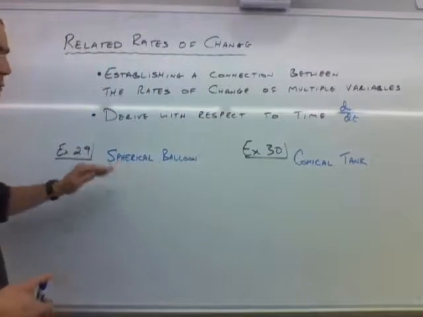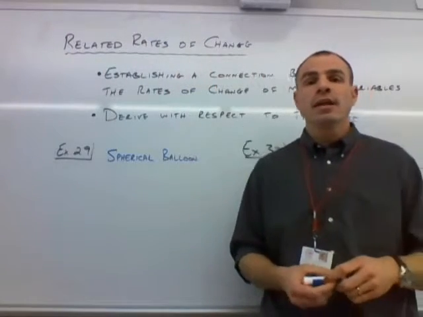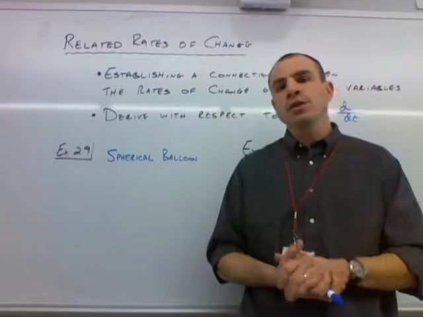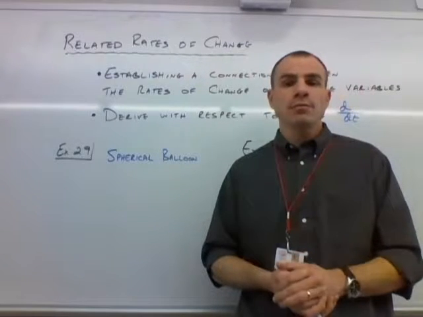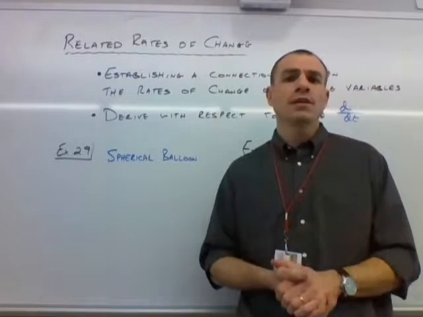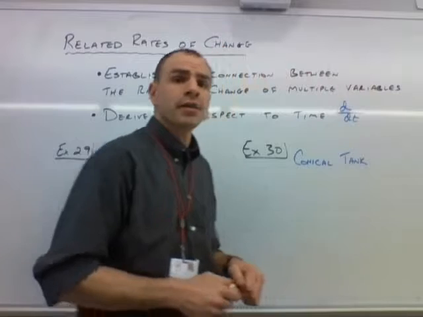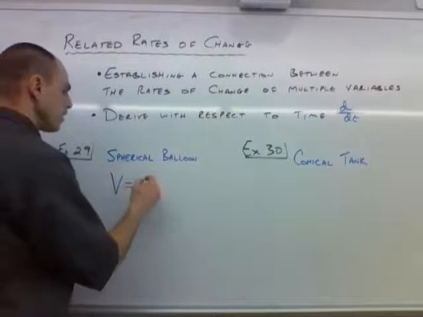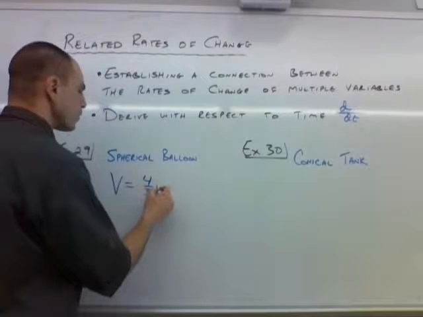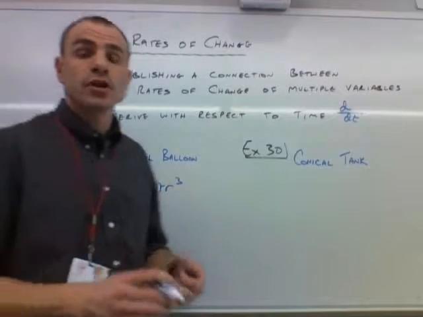If we look at example 29, we're talking about the spherical balloon I mentioned a moment ago, and we're looking at what's the relationship between the rate of change of the radius of the balloon and the volume of the balloon. So for starters, we need the volume formula for a sphere. Hopefully you remember that from geometry class. But if not, we can quickly look it up and see that volume is equal to 4/3 pi r cubed. So that's our opening geometric formula.